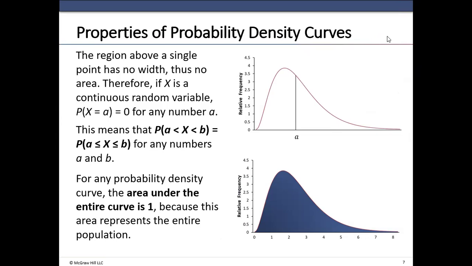For any probability density curve, the area under the curve is 1. Why? Because the sum of the probabilities, as we have learned before, is 1. Because this area represents the entire population.